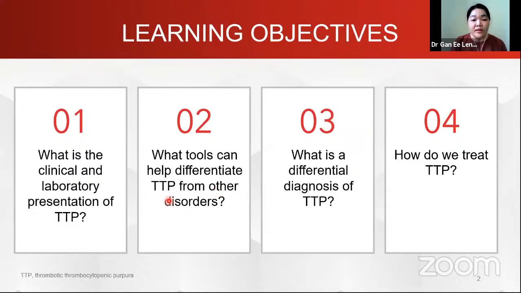As we know, the differential list is so long, so can we briefly talk about the differential diagnosis of thrombotic thrombocytopenic purpura, and how do we treat TTP when we see a newly diagnosed case, and what should we do during the emergency setting? This is basically to reduce the mortality rate.